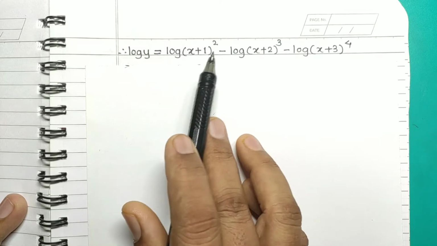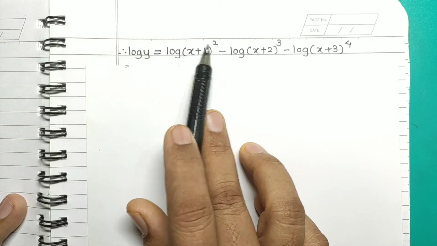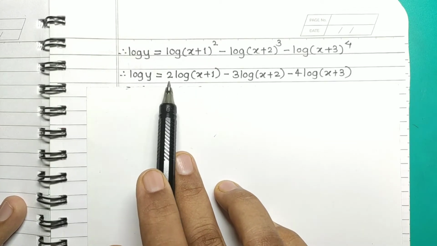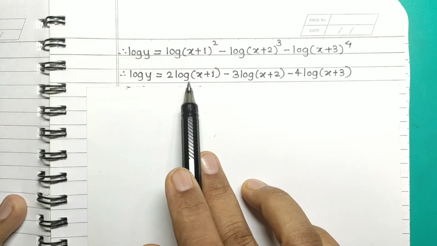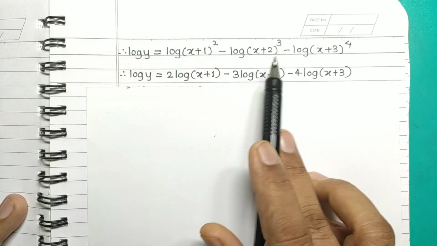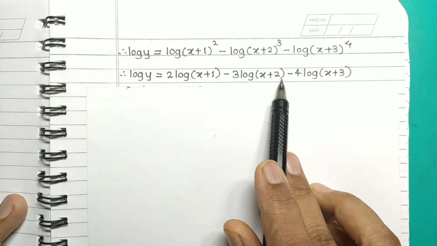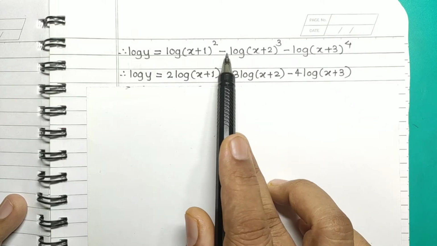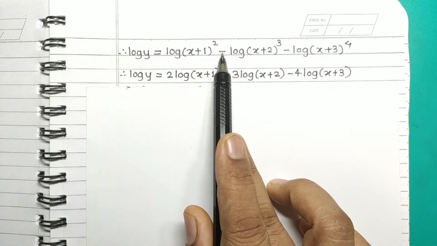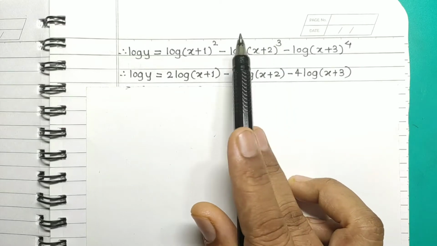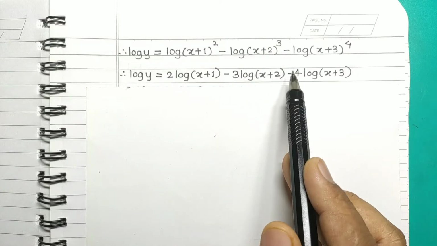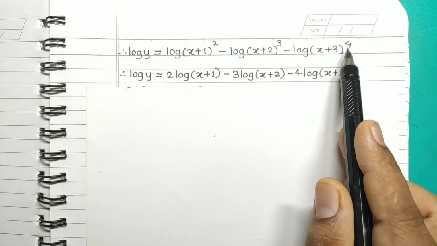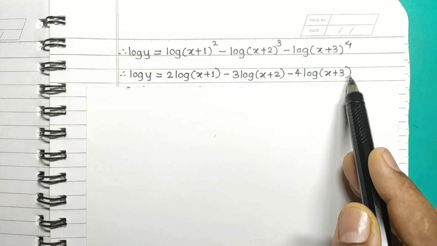Okay, now using the law of exponents, this 2 will multiply to log. So we have log y is equal to 2 into log of (x plus 1), here 3 into log of (x plus 2). This is out of the bracket, there was a minus sign. So here it is minus, and that plus sign becomes minus again. So minus 4 into log of (x plus 3).